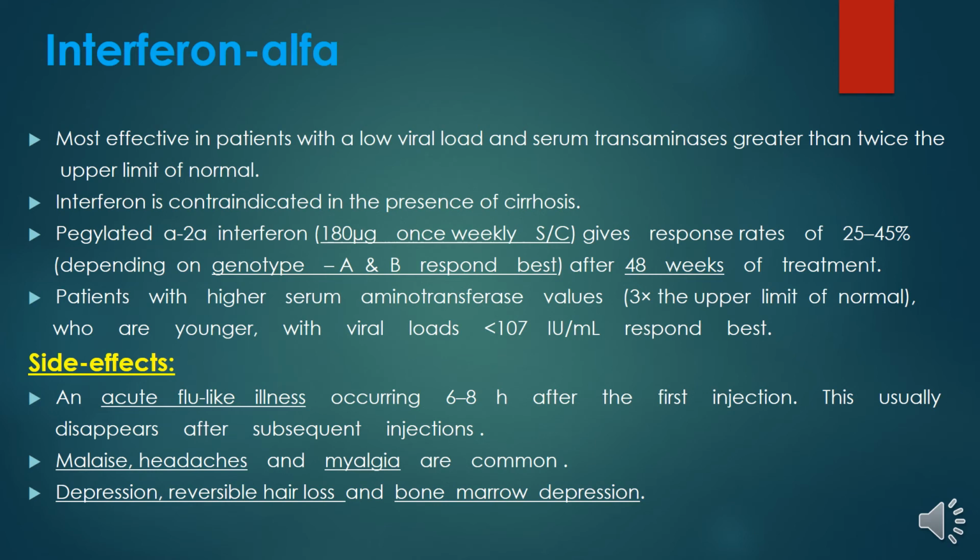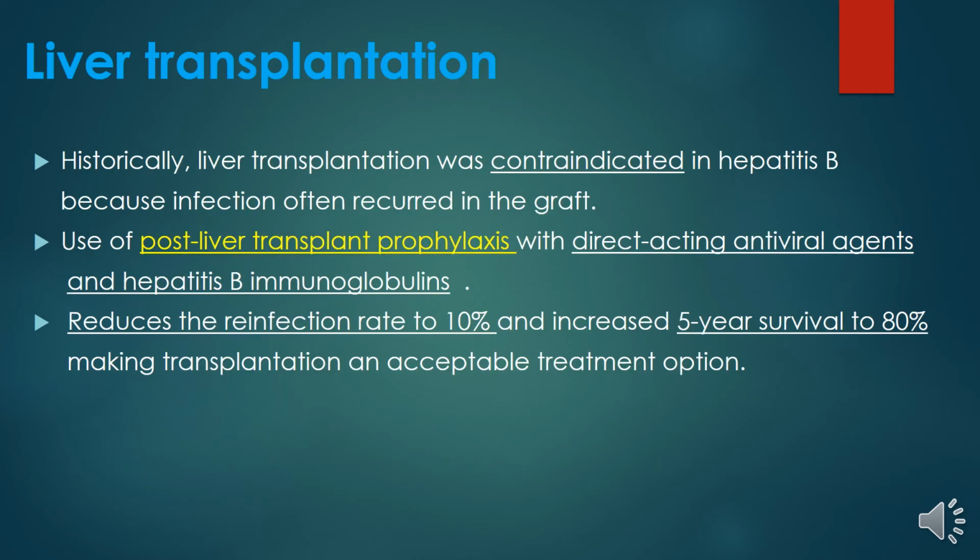Interferon alpha is most effective in patients with low viral load and serum transaminase greater than twice the upper limit. It is given in 180 microgram once weekly subcutaneously, and the response rate is 25 to 45% after 48 weeks of treatment in genotype A and B. Side effects: acute flu-like illness, malaise, headache and myalgia, depression, reversible hair loss and bone marrow depression.